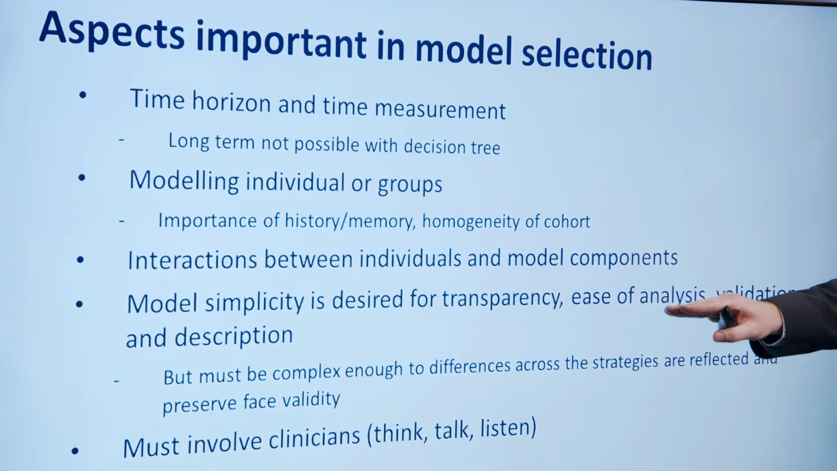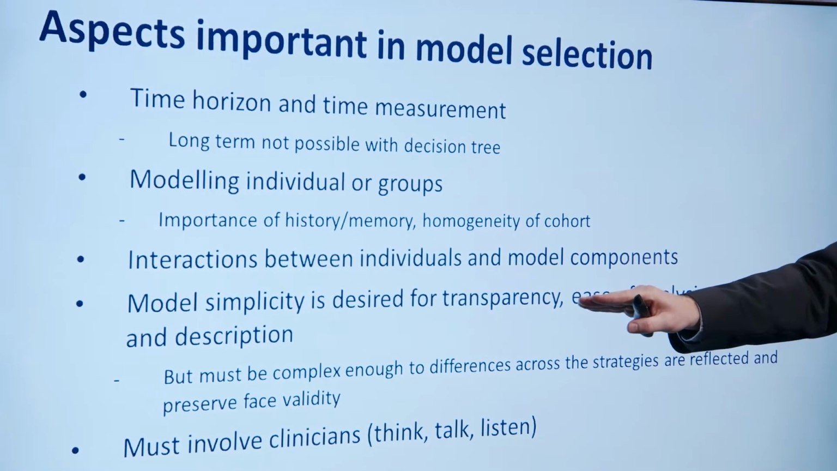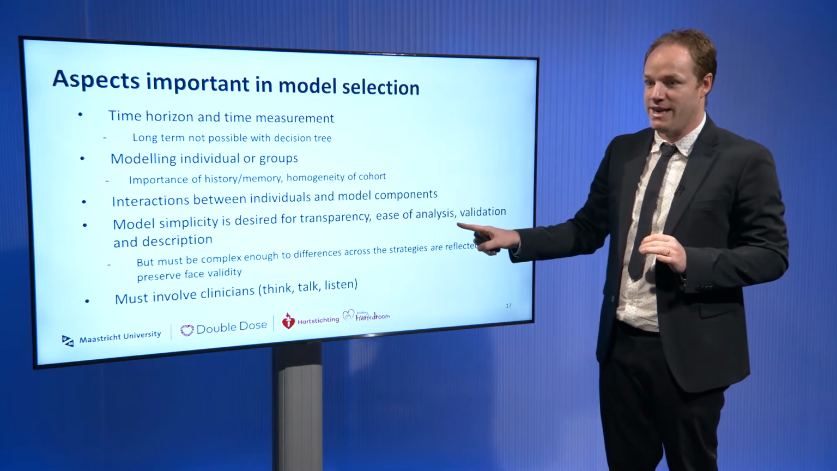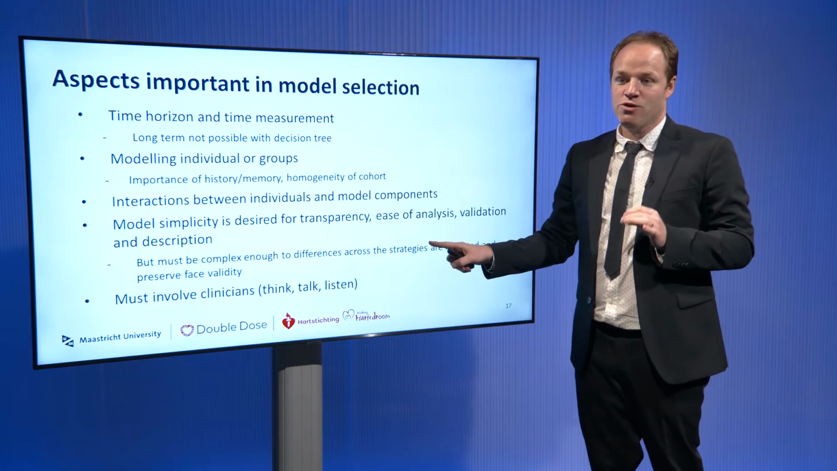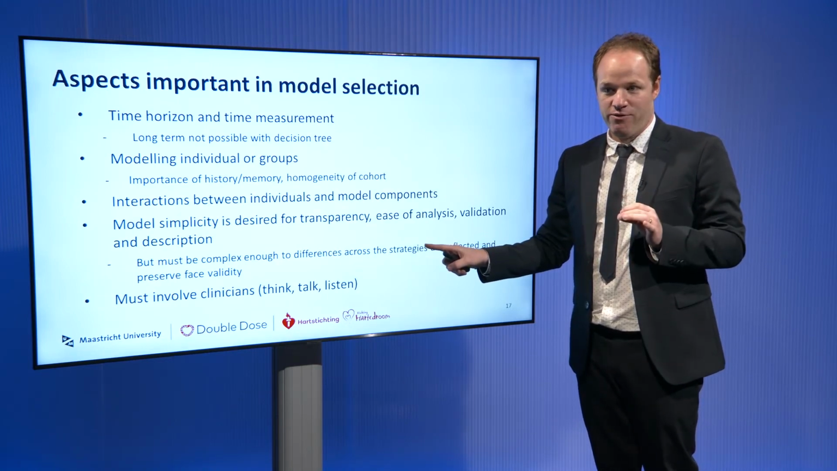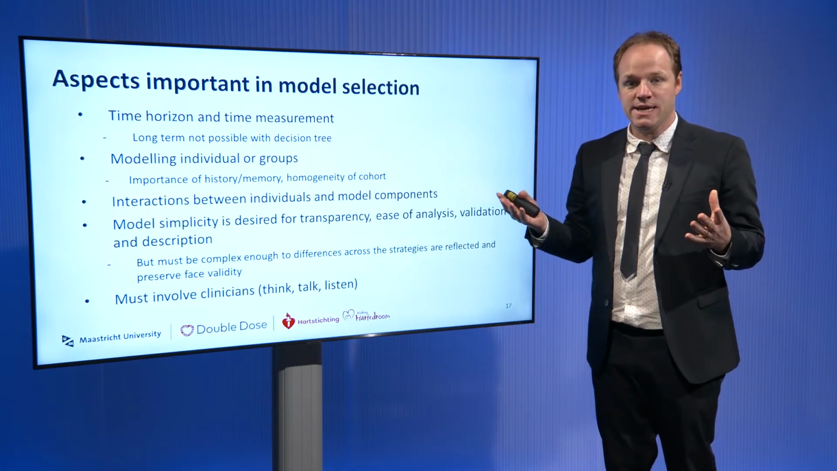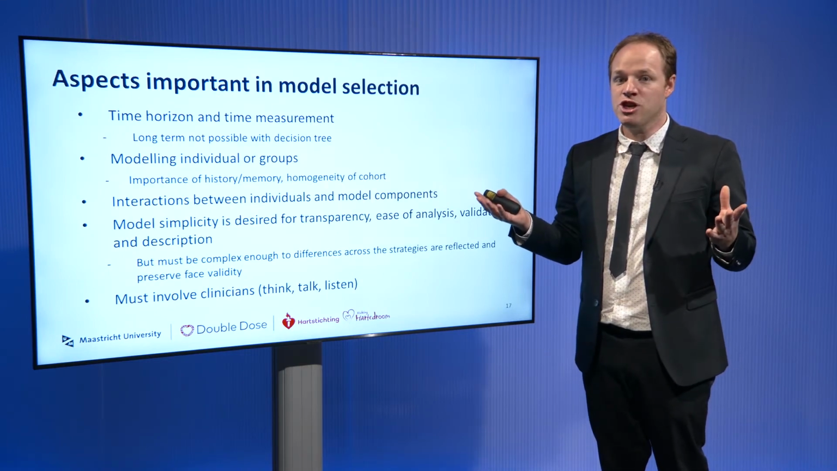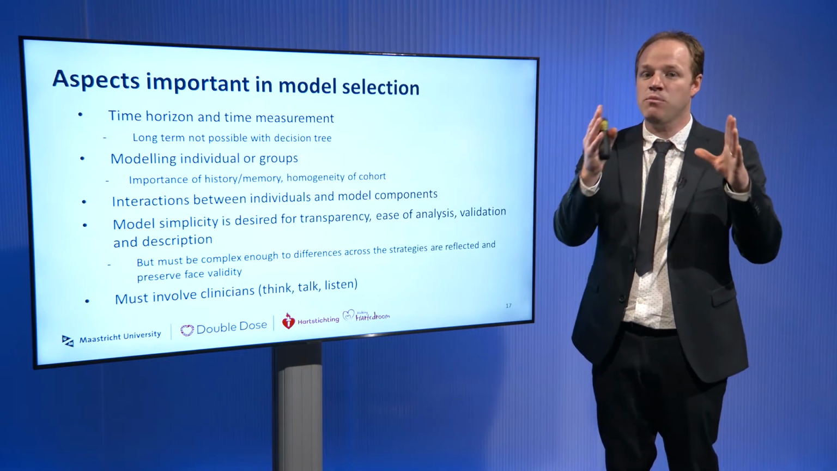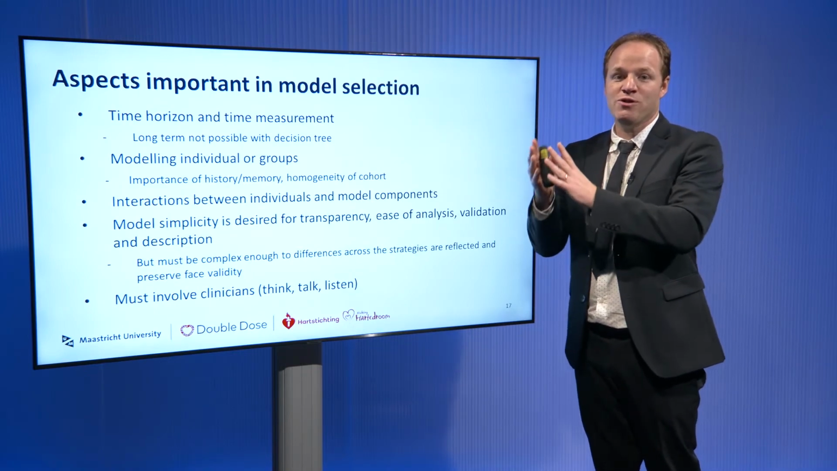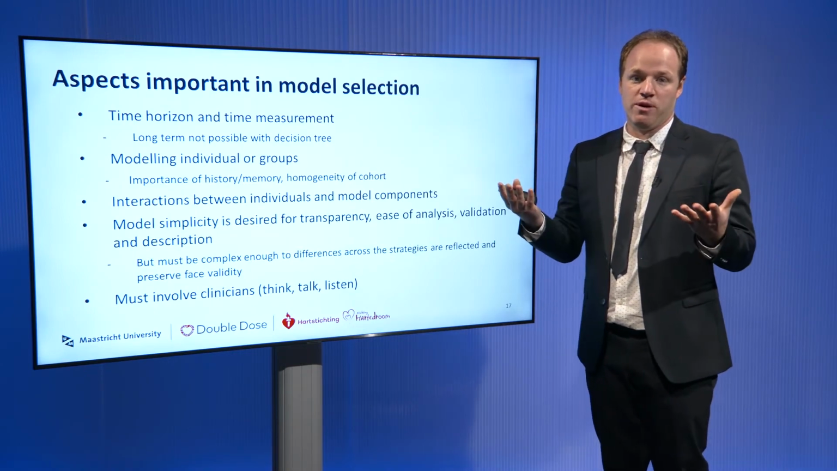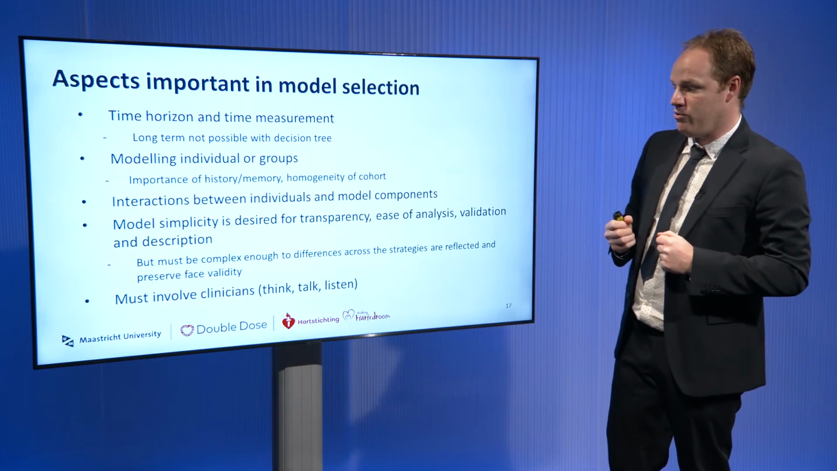Something key: model simplicity is important for the transparency, for the ease of the analysis, for the validation, but a model should also be complex enough to represent the complexity of the real world. That's a bit the challenge. You should have an easy and transparent model to have a good explanation, but also a sufficiently complex model to have a good representation of real life.